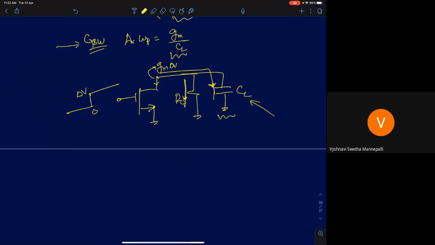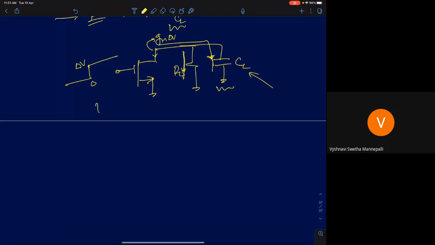So that is why whenever there is a sudden change in the circuit, the capacitor will act like a short circuit. It just says that the change in the voltage across it is 0. So all the current will flow through the capacitor. So the output voltage will be minus Gm by CL into delta V.